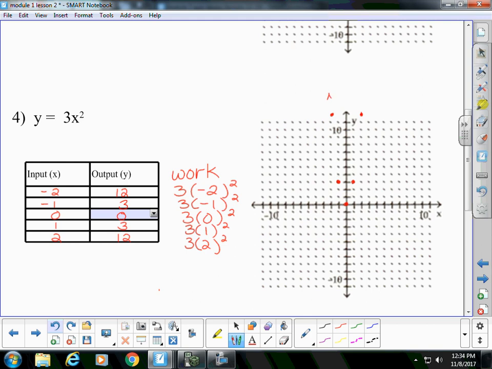Okay, so here's our parabola, or our U shape, to that one.